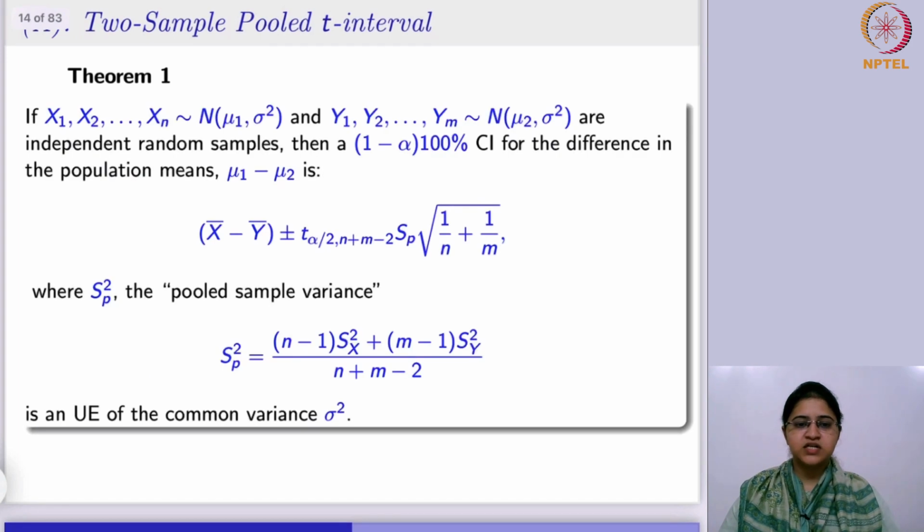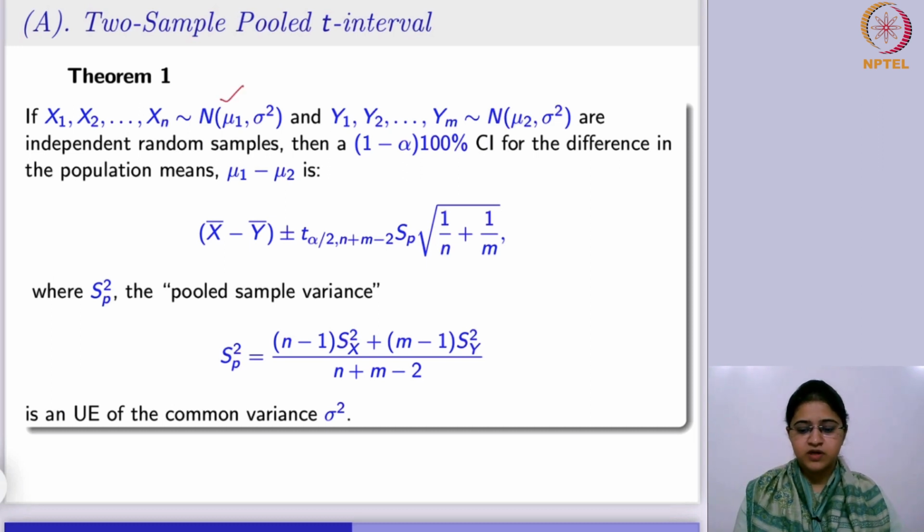The theorem says that if you have a random sample coming from normal with mean mu1 and variance sigma square, and here also mean mu2 and variance sigma square, so in both cases the variances are the same, and they are independent samples, with sample size n here and a different sample size, which we denote by m. Now if you want to calculate the confidence interval estimate for the difference in the population means, that is mu1 minus mu2, then it comes out as this.